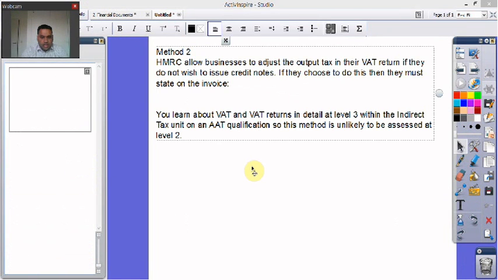Okay, HMRC allow you to adjust the output tax if the company doesn't wish to issue credit notes. This is another method that they can use for settlement discounts, but it's unlikely that you'll be assessed on this at this level. So we'll go into it in more detail at level 3. So for now, don't worry about it.